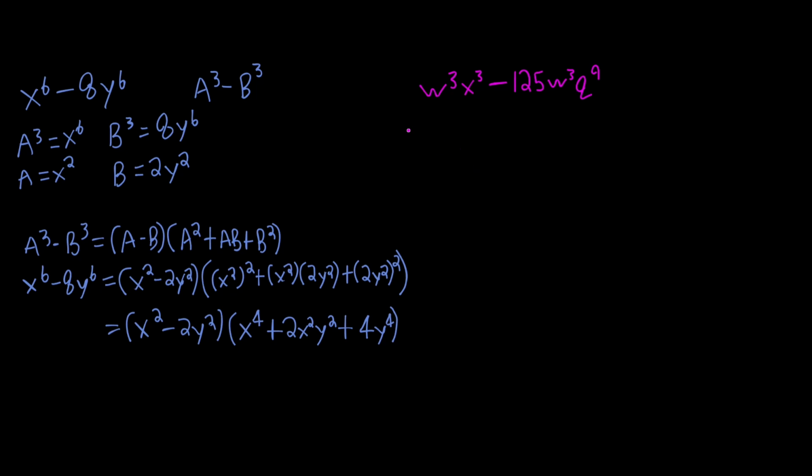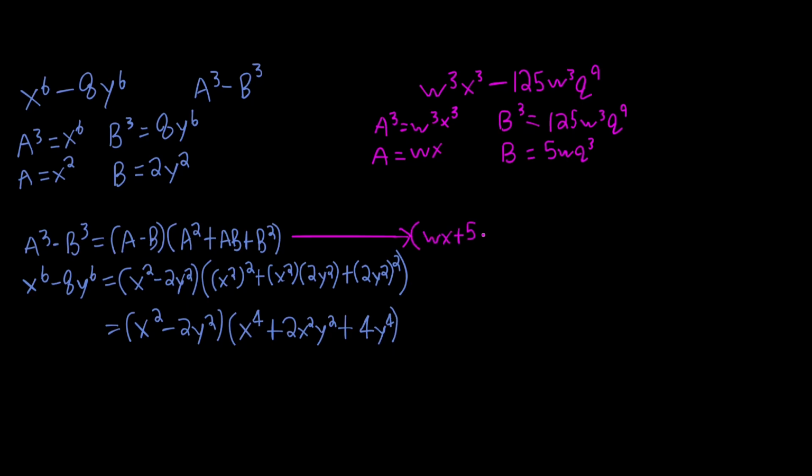All right, so we're going to start with a. So a cubed is w cubed x cubed, which gives me that a is equal to wx. And we're going to have that b cubed is 125 w cubed q to the power of 9. That's going to give you that b is 5w q cubed. Okay, so using the same expression that we have on the left there, we're going to get that it factors to wx plus 5w q cubed.